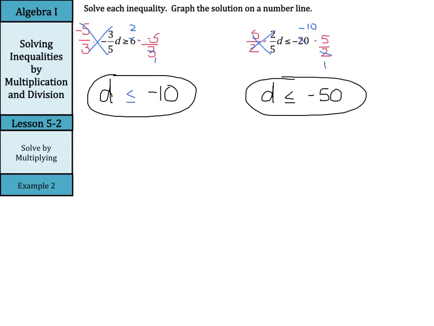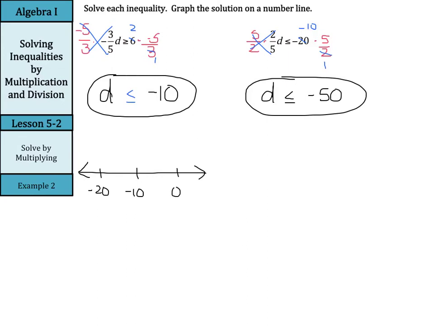Now we're also being asked to graph these on a number line. So to sketch the number lines, what I typically do is I'll put the number to my solution in the middle, and then a number smaller and a number bigger.